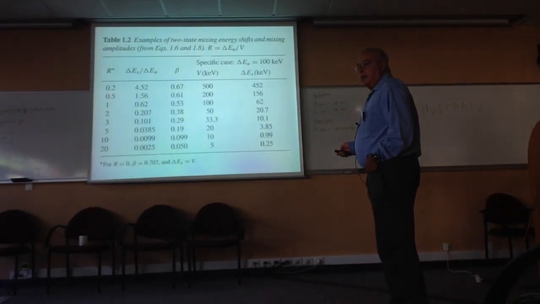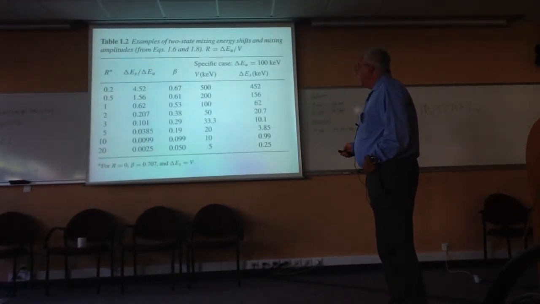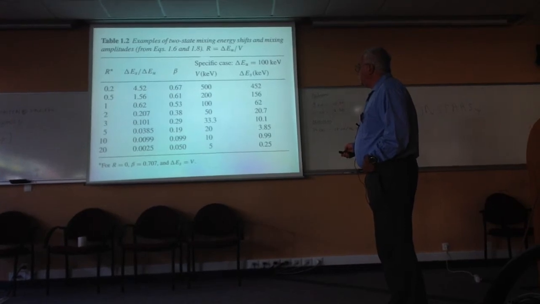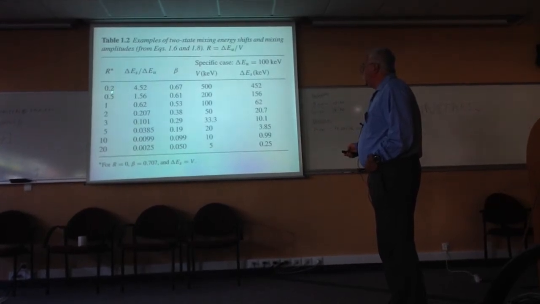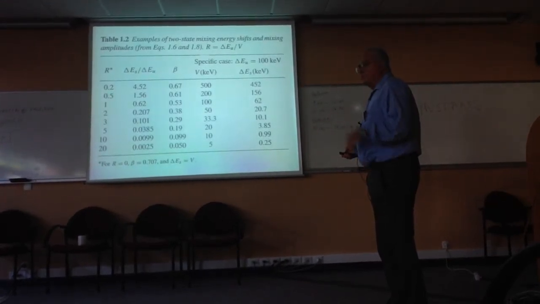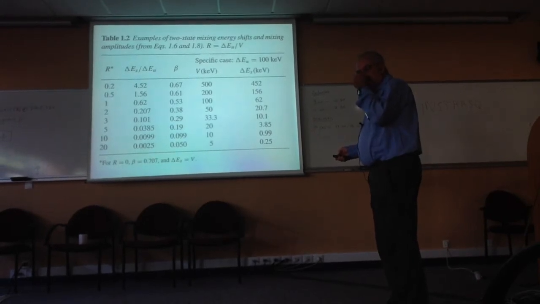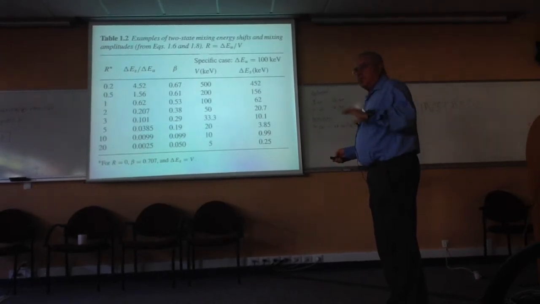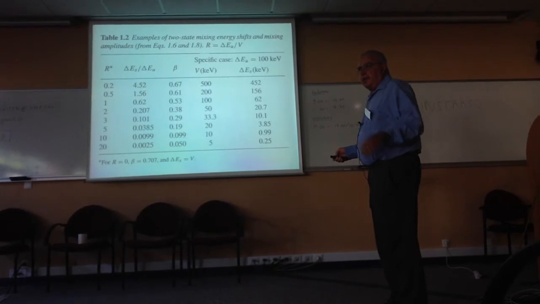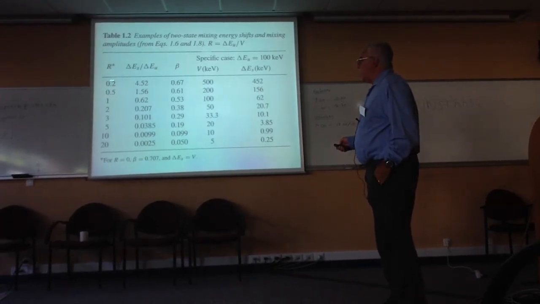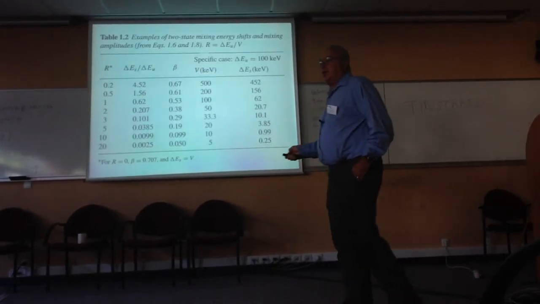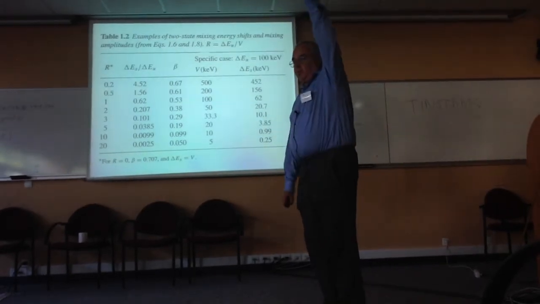In the case of R equal 0.2 or 0.5, the shift is very large compared to the separation. This is a case where the matrix element mixing the states is larger than their separation.